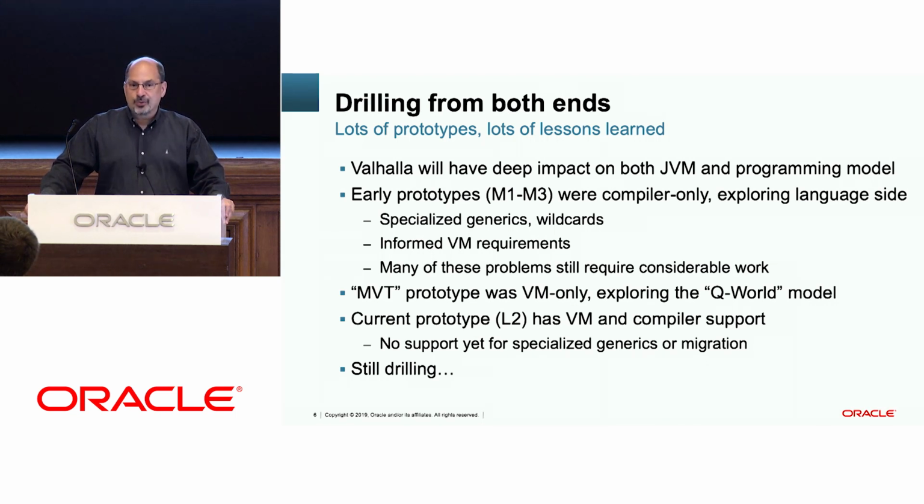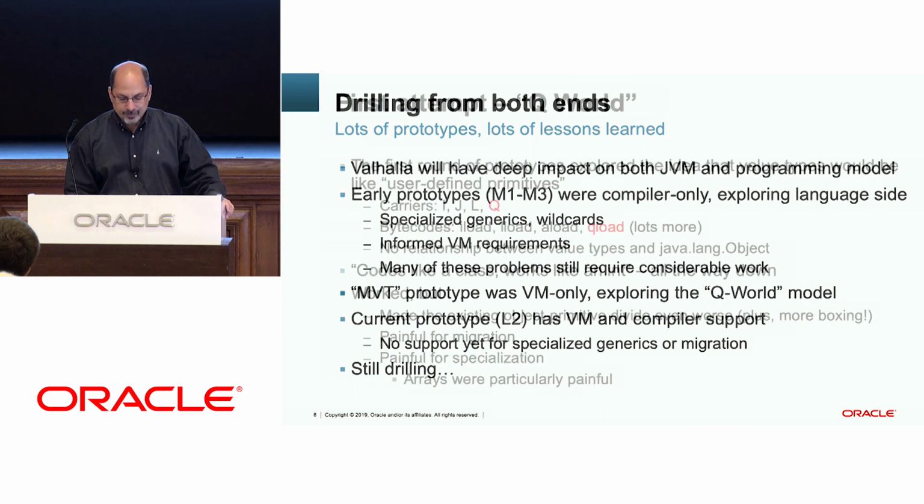And now the most recent prototype that we've just recently published, called L2, is actually, I would say, the first usable prototype for folks like those in this room who are compiler writers and data structure writers, and it has VM support and Java-C compiler support so that you can actually start to write data structures using value types. We still don't have support for specialized generics yet or compatible migration. There's lots more rock to bore through here, but at least the boring from both sides is starting to bear some fruit.